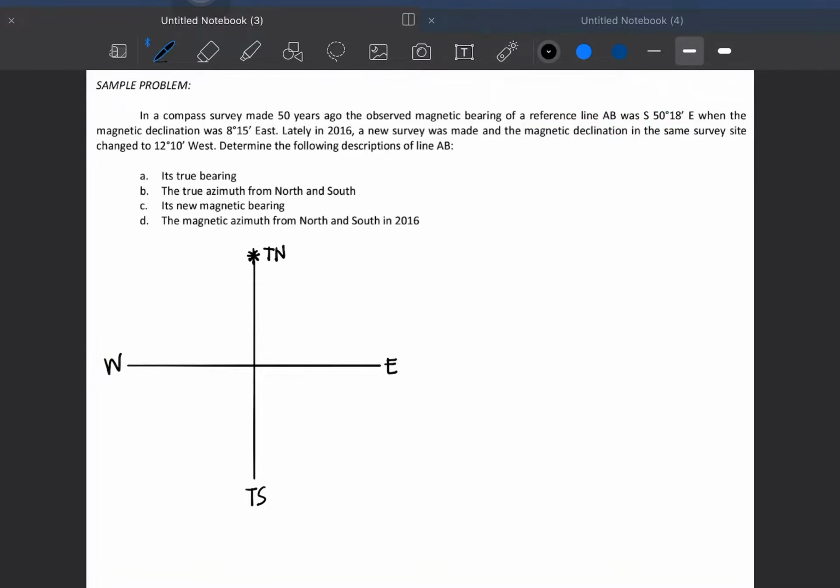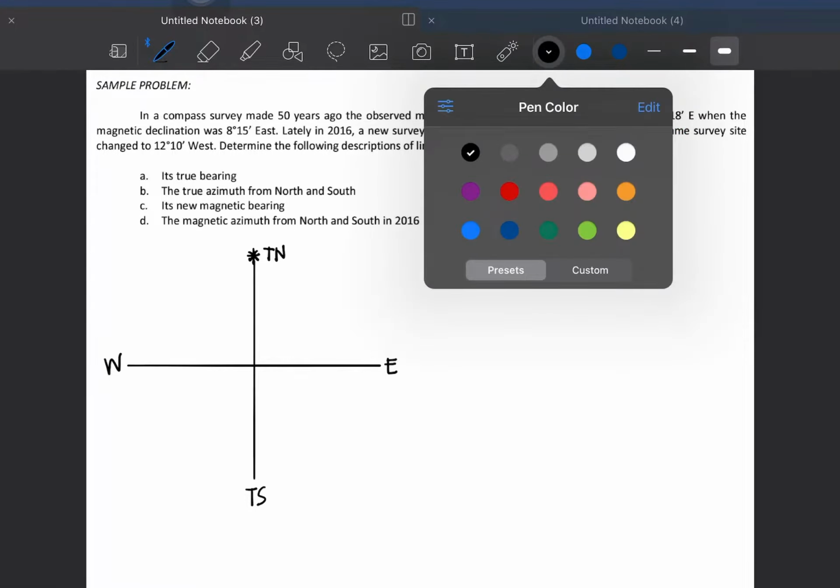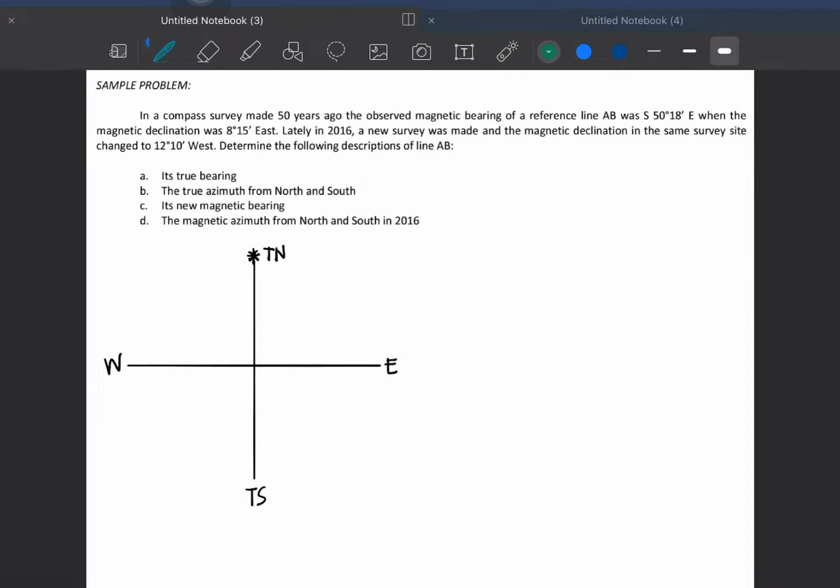Okay, so we are given a reference line AB that is south 50 degrees 18 minutes east. So let's draw that. That is southeast. Okay. Southeast, and it was measured from a magnetic bearing.